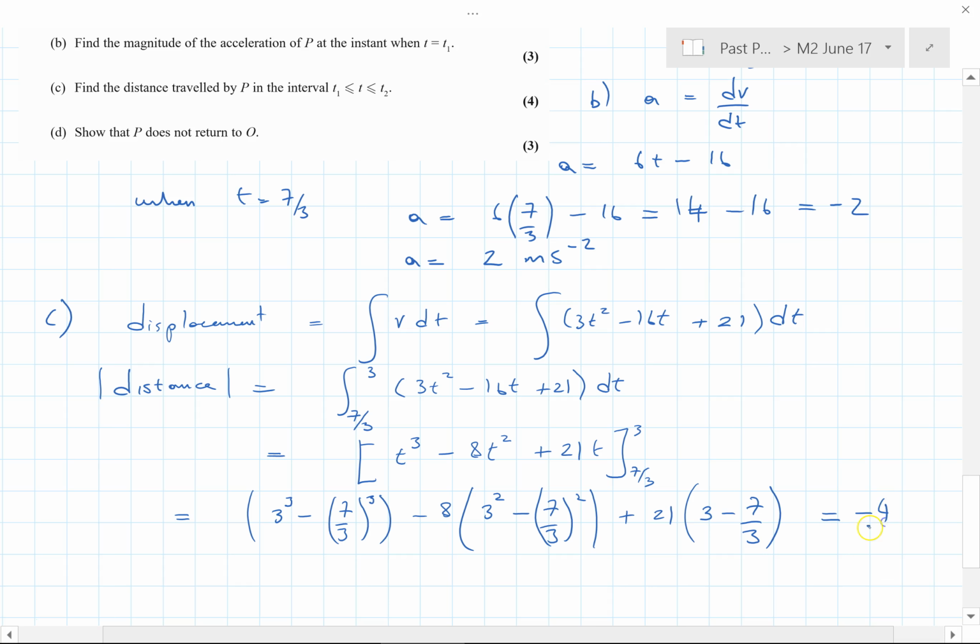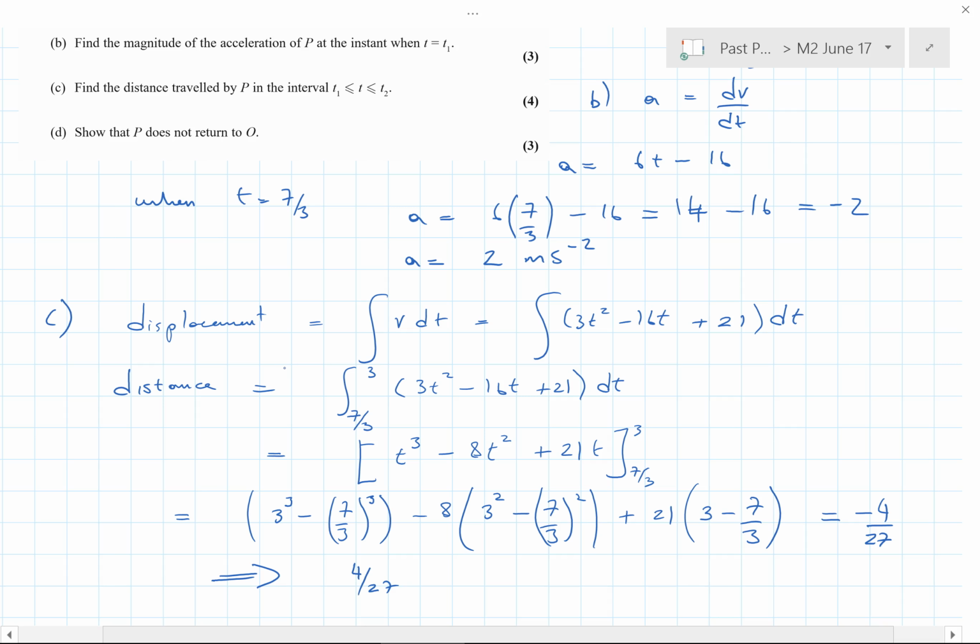minus 4 over 27. But of course, a bit like last time, I was probably wrong to put magnitude in there. Anyway, we need the distance between the two, which is equal to 4 over 27. I put the modulus on the wrong side, I should have put it there, shouldn't I? But anyway, never mind, it's clear what we're doing. So that's 4 over 27.